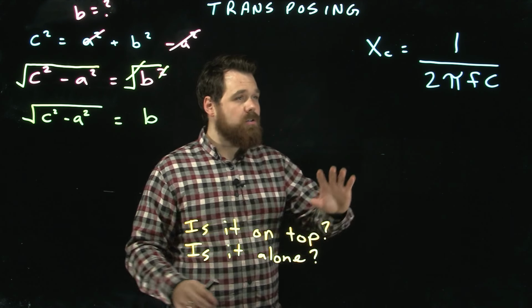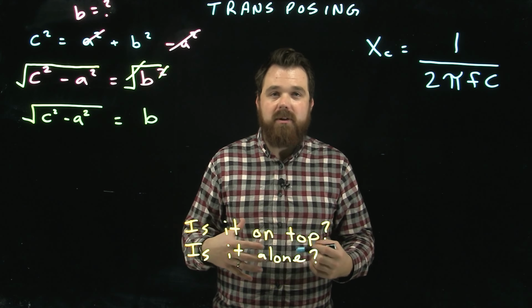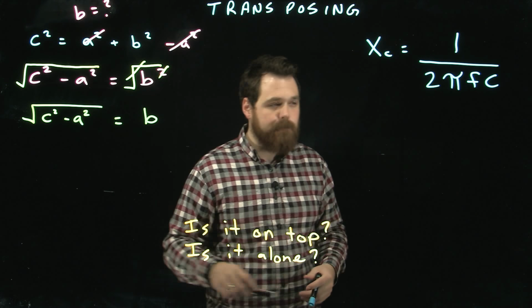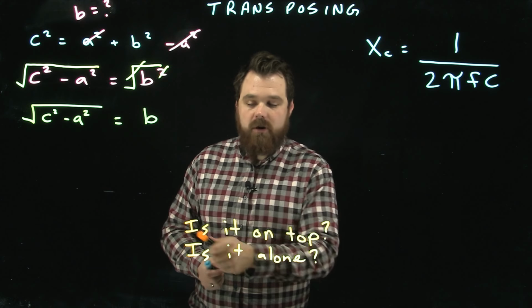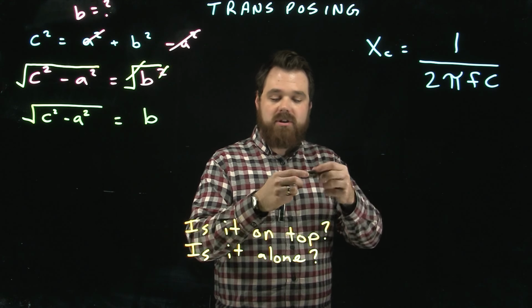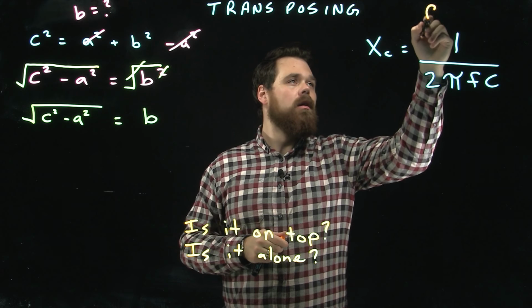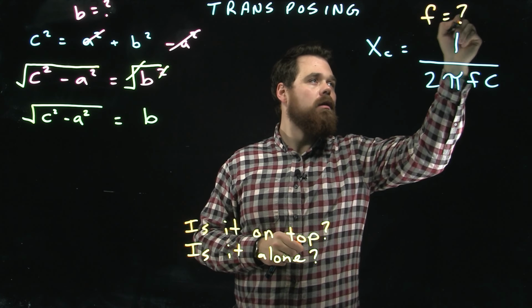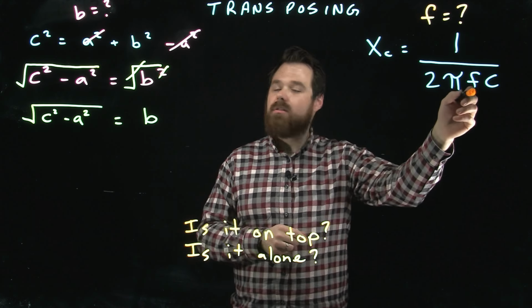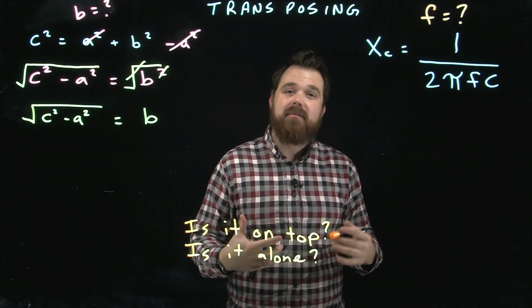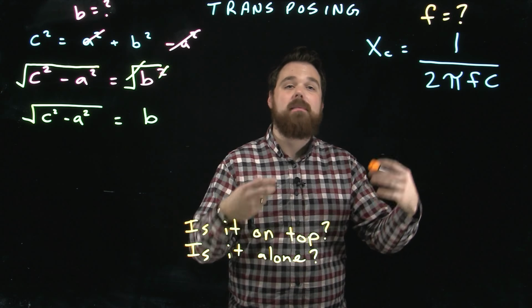Perfect. Now we're going to move on to this equation here. It's another formula that we're going to see a whole bunch coming up. First question we want to always ask ourselves, is it on top? In this case, we're going to say we are looking for f. Well, f is clearly down here on the bottom. So our very first step is we need to get f up to the top side.